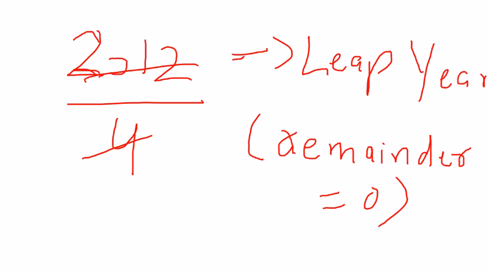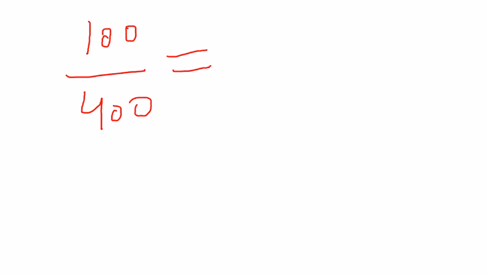But in the case of centuries, the exception is that you check by the number 400 instead of the number 4. So if I'm going to check for the year 100, is it a leap year? I'm going to check it by dividing it by the number 400. As the remainder doesn't come out to be 0, that simply means it's a non-leap year.